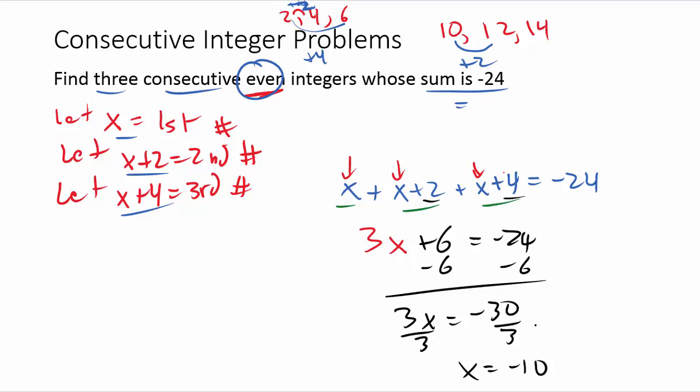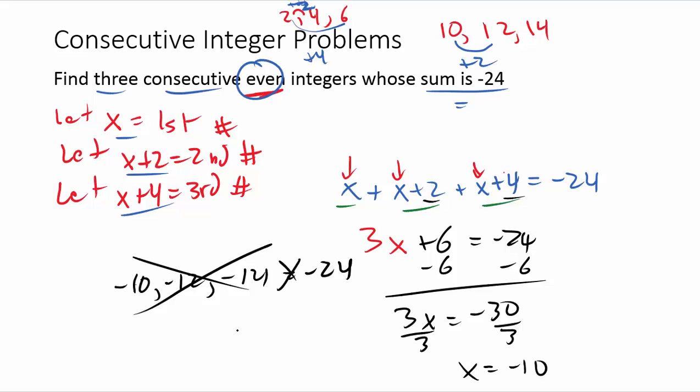Now, you might think that if negative 10 is the first one, the next ones would be negative 12 and negative 14, but that's actually incorrect. That's not going to work, because when you're dealing with negative numbers, if you're adding 2 and adding 4, you're not going to get a sum equal to negative 24. I'll let you check that those 3 don't add up to negative 24.